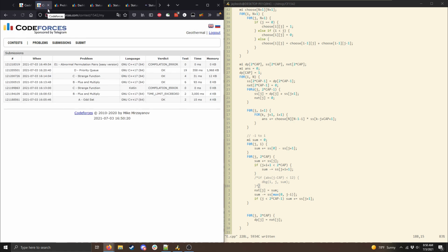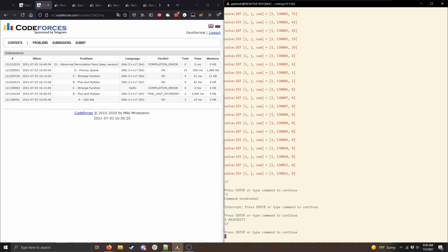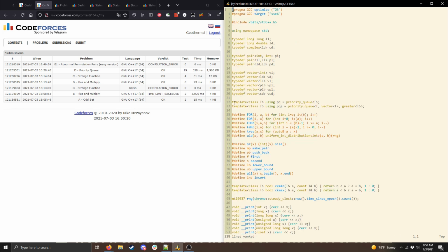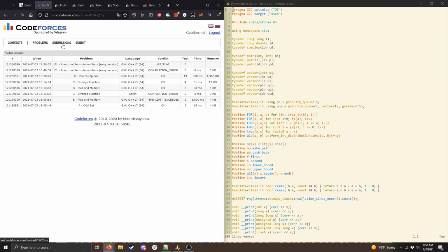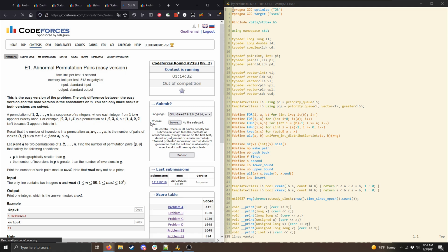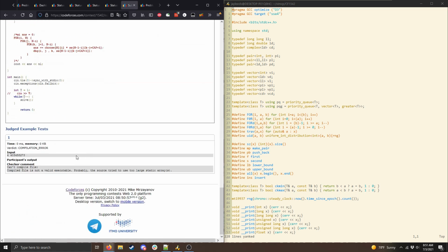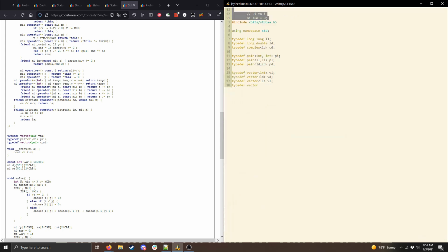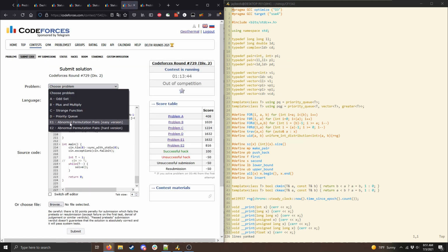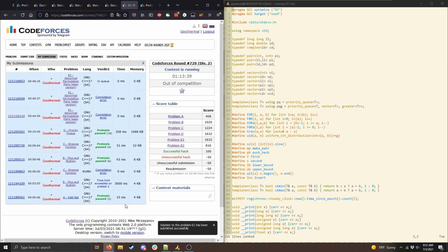Let me check M2. Compilation error. Did I submit the wrong file or something? What the heck is going on here? Oh, I forgot to delete these 5 things. That would do it, I guess. Crap, okay.